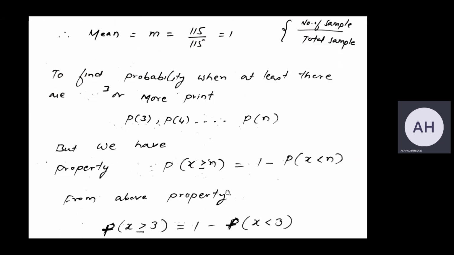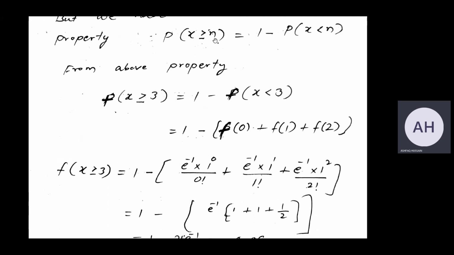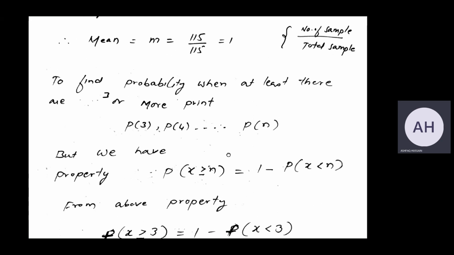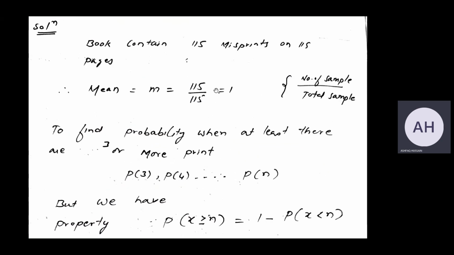Now let us say this equation is written like this. F of 0: put M equal to 1, we have calculated M equal to 1, and X is equal to 0 in this equation. Similarly, M equal to 1 and X equal to 1 for F of 1. Then for F of 2, X is equal to 2 and M equal to 1. If you calculate this, you will get the probability of getting at least 3. So why are we calculating, why are we taking more than 3?